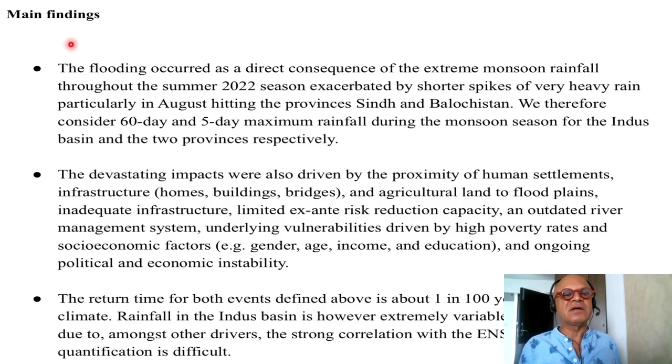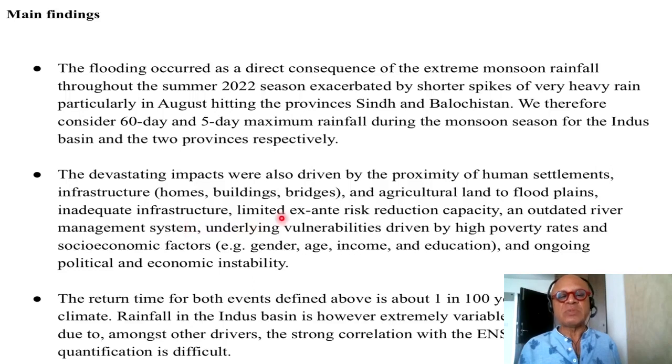Keeping all that in mind, the main findings of the report are that the flooding occurred as a direct consequence of the extreme monsoon rainfall throughout the summer of 2022, exacerbated by shorter spikes of very heavy rain, particularly in August, hitting the provinces Sindh and Baluchistan. We therefore consider 60-day and 5-day maximum rainfall during the monsoon season for the Indus Basin and 2 provinces respectively. The devastating impacts were also driven by the proximity of human settlements and infrastructure, so homes, buildings and bridges, and agricultural land to floodplains, so people are just closer to floodplains than they should be if planning was done properly.